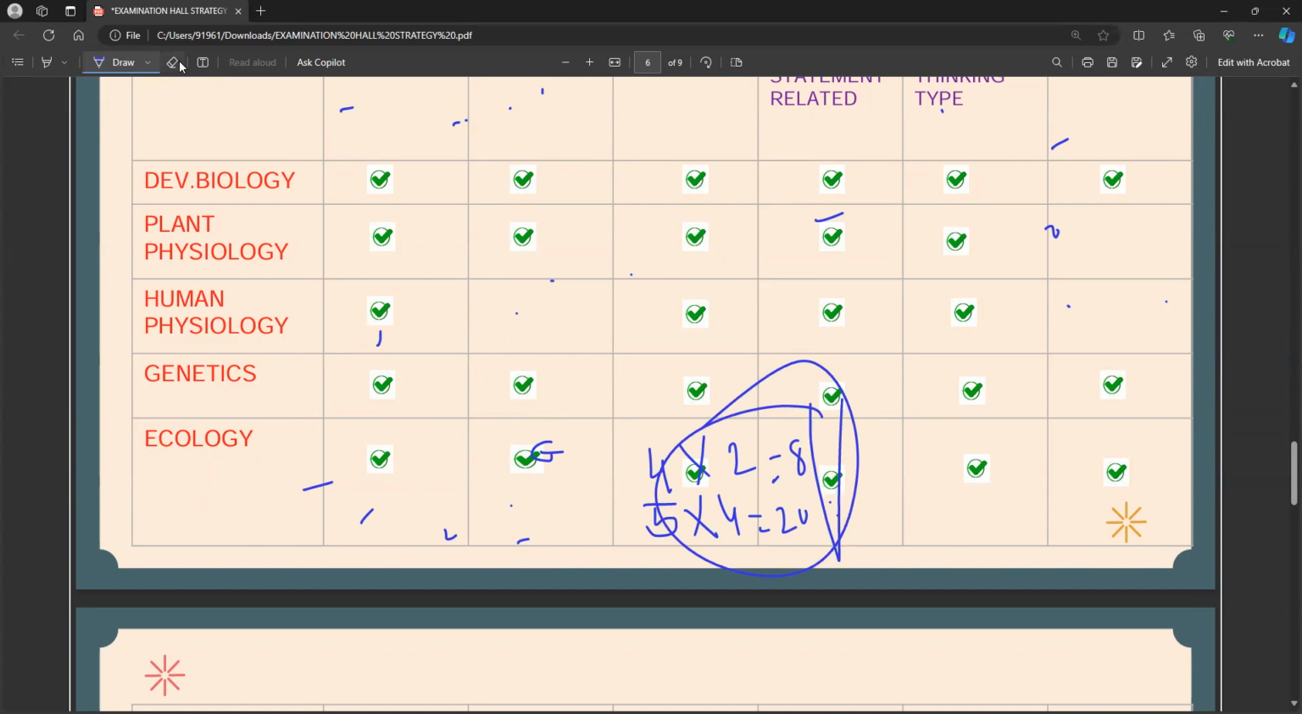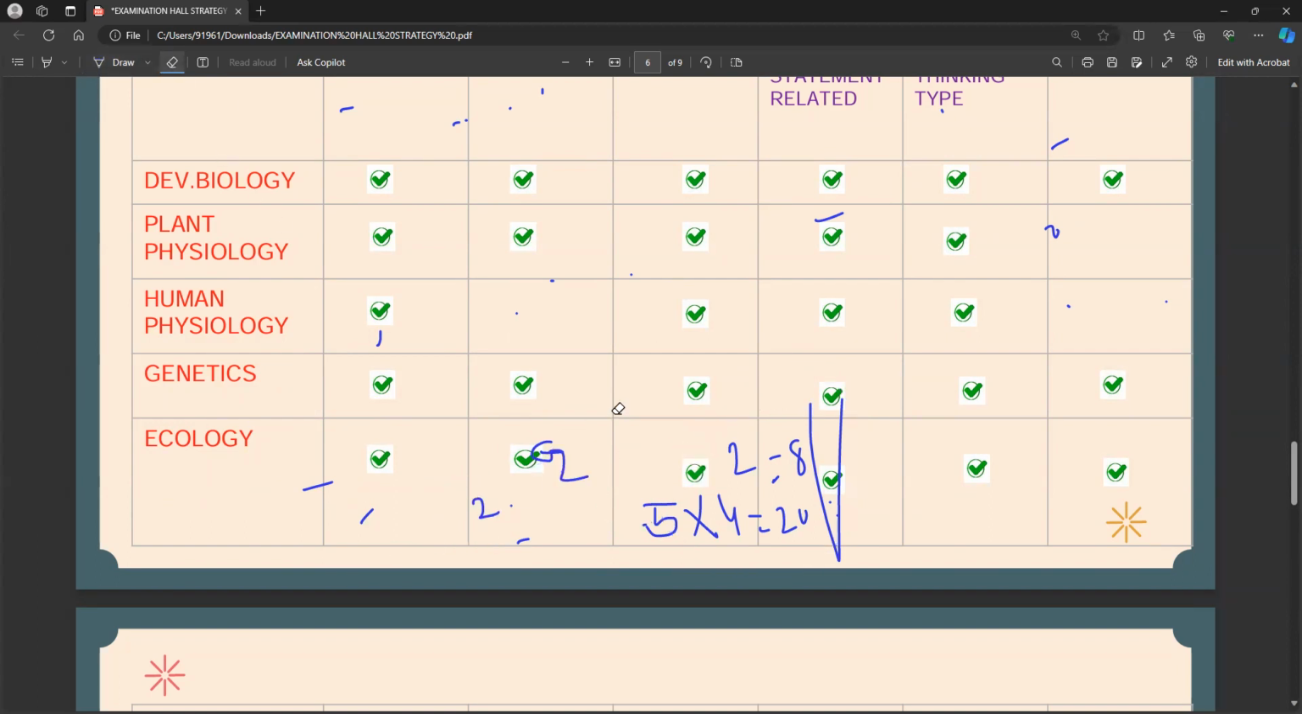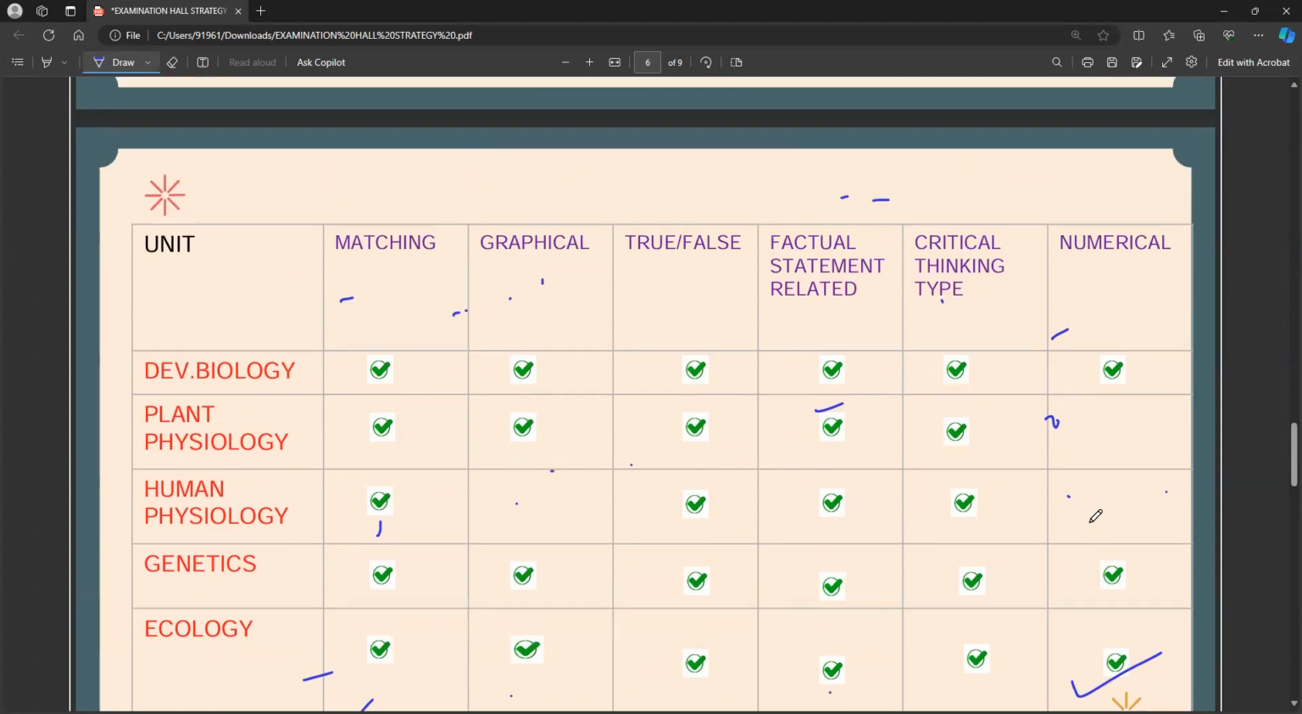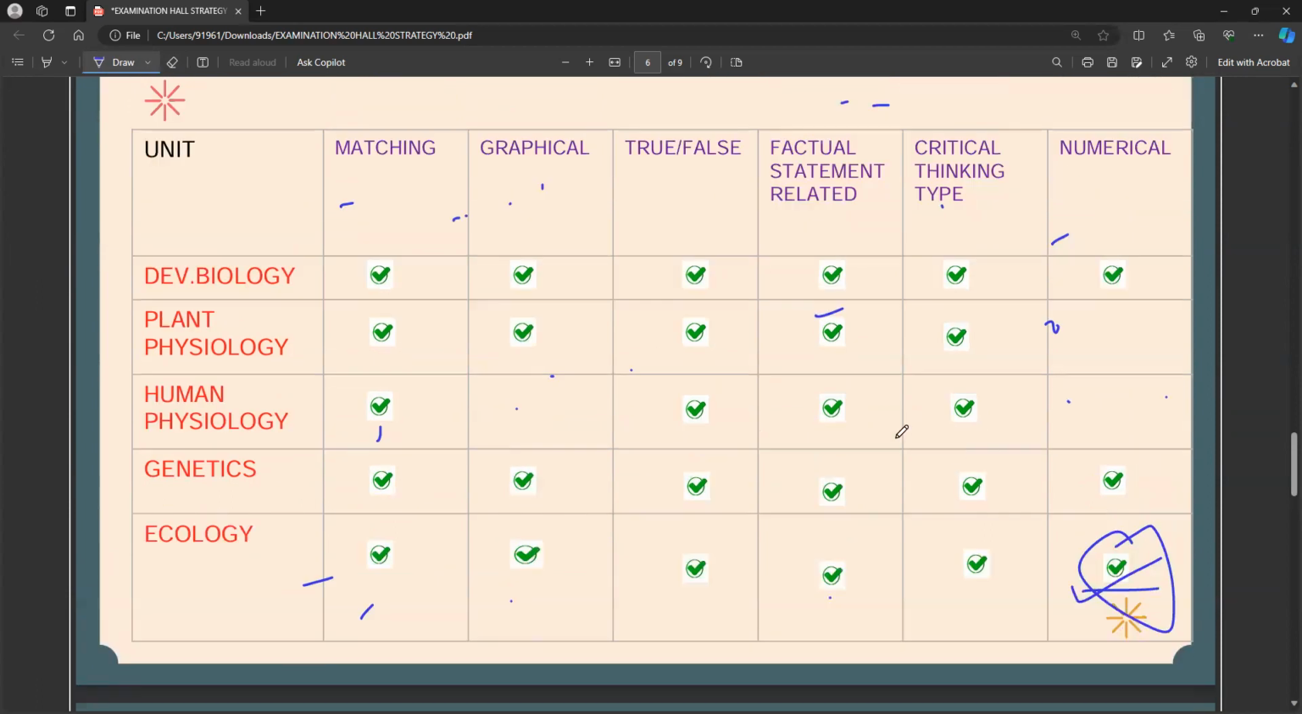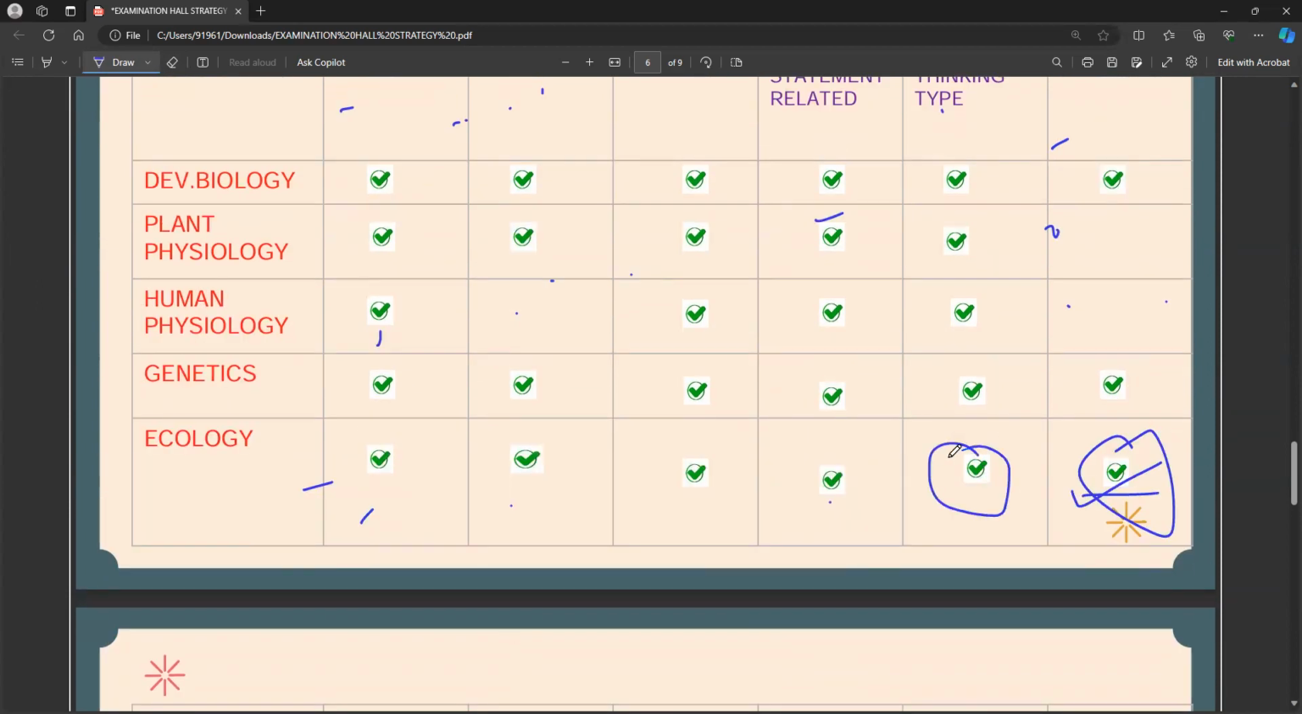Now, in these five questions, your target is only two, and in these four questions, again your target is only two. You also get numericals, very commonly from population ecology or community ecology. Only these two ways. You will compulsorily get critical thinking questions about trophic levels: phytoplankton, zooplankton, planktivorous fish, trophic level, or assimilation efficiencies. Very common.